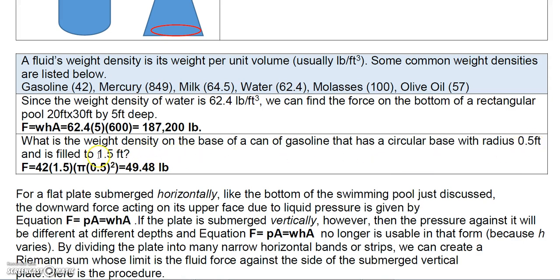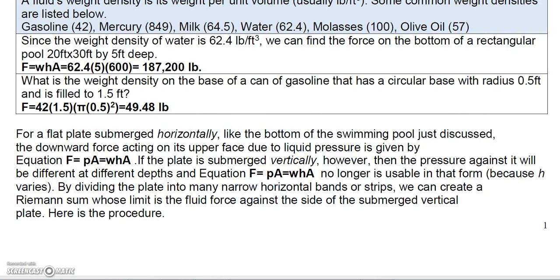Similarly, if we had a can of gasoline with a circular base with a radius of 0.5 feet, and it's filled to 1.5 feet, then we would have, let's see, the area would simply be pi r squared, so it would be pi times the radius squared, and then multiplied by the height, which is 1.5 feet, and then multiplied by the weight density of gasoline, which is 42, and that'll give us 49.48 pounds.